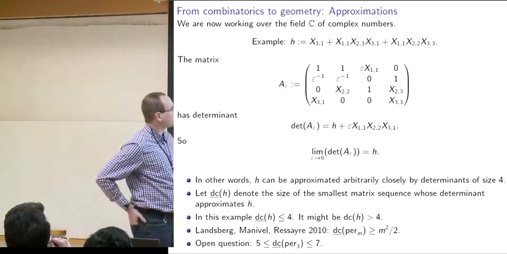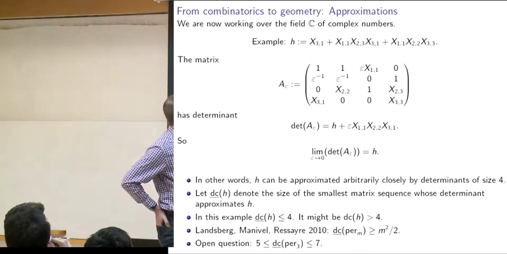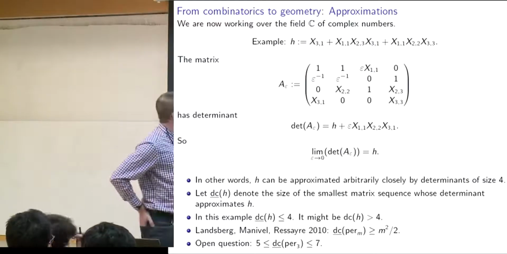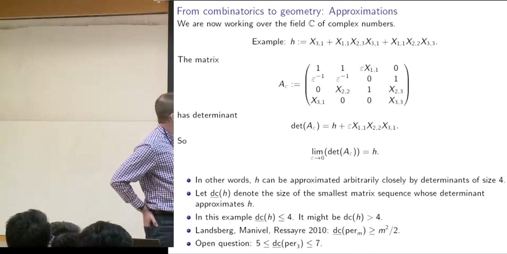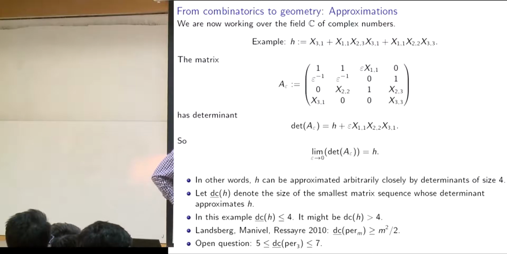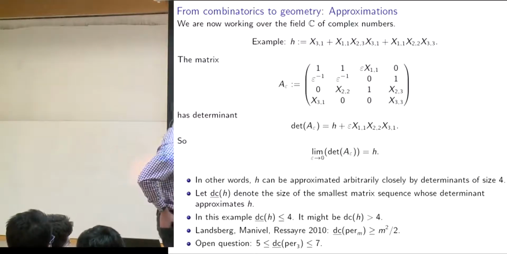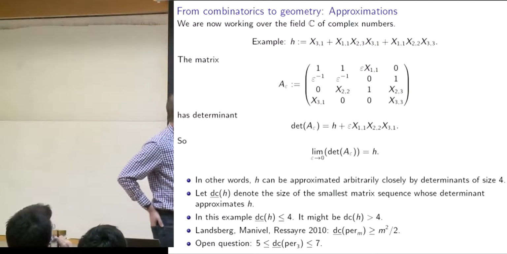And this is just a cooked up example. It's nothing spectacular here. This is my polynomial h. You just have this polynomial here and a matrix, and it has an index epsilon. So this matrix looks like this. It has some epsilon inverses here, but its determinant does not have any epsilon inverses.